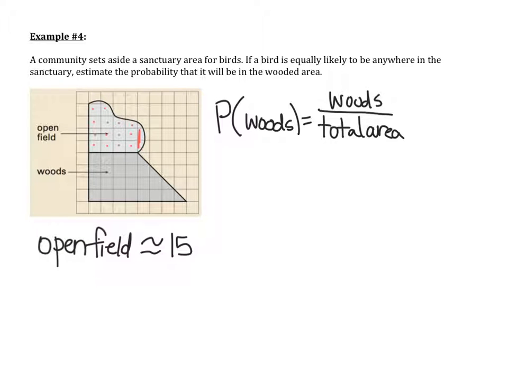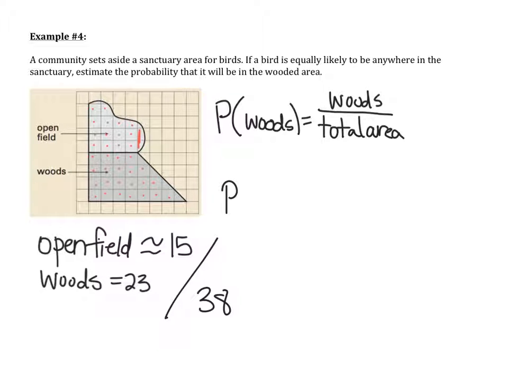For the wooded area, let's start counting boxes. So we have 1, 2, 3, 4, 5, 6, 7, 8, 9, 10, 11, 12, 13, 14, 15, 16, 17, 18, 19, 20, 21, 22. And then if I put these two boxes together, there's 23 and 24. So the wooded area would be 24 square feet, or again, whatever they are measuring this area in. So the total area would be that combined. So we would have 38 square feet or whatever for the total area.